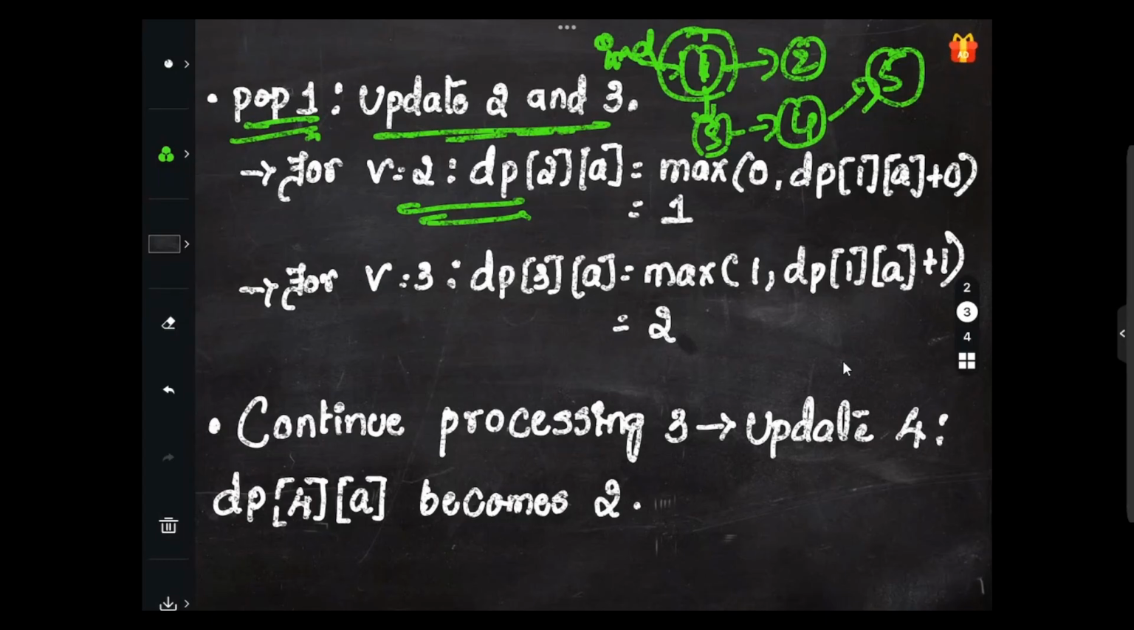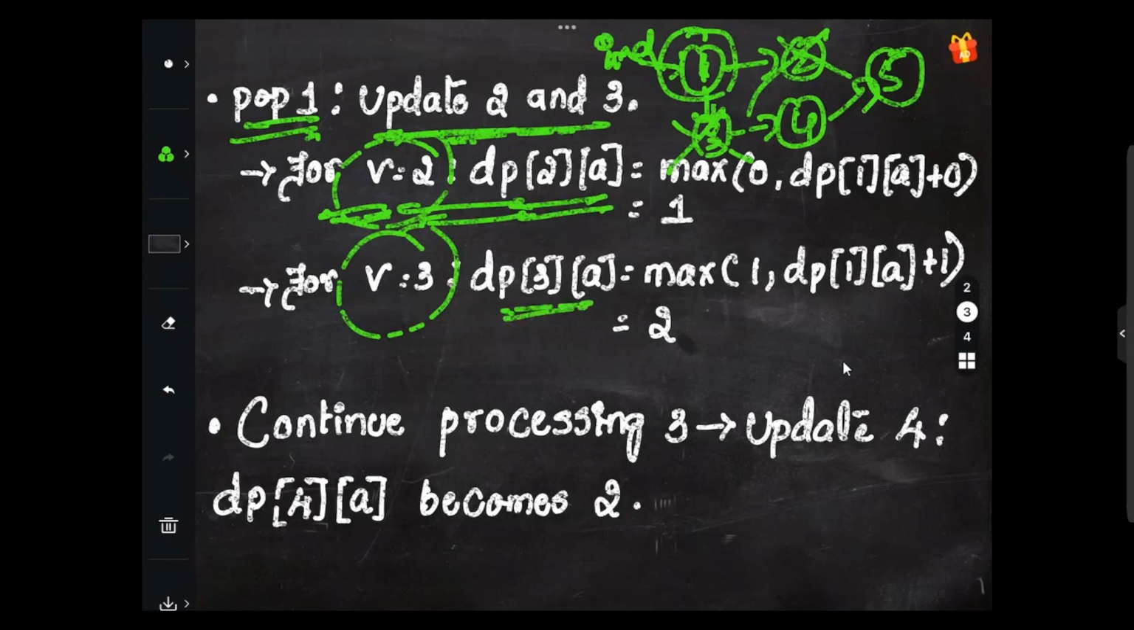Now this is fine. For v equals 2, we have to update 2 and 3. So for v equals 2 we are going with vertex 2, and we are going with vertex 3 here. So dp of 2, a will be considered, and dp of 3, a. Again, the formula we have already discussed while I explained the theory. I said the same thing.